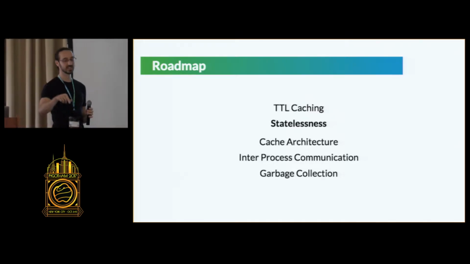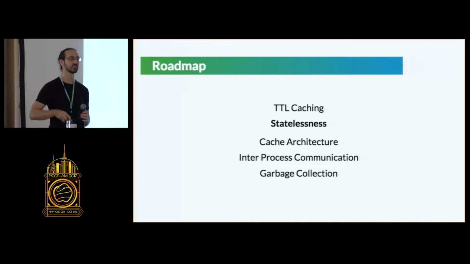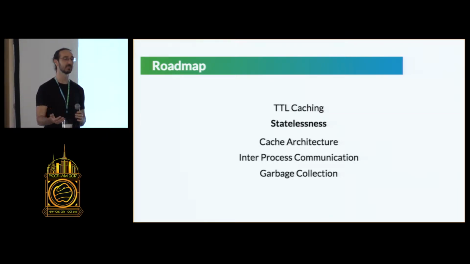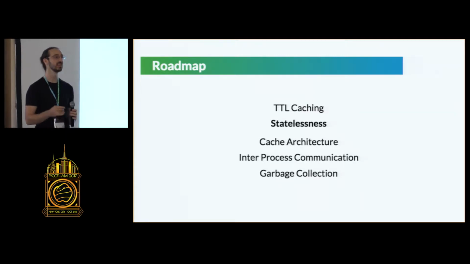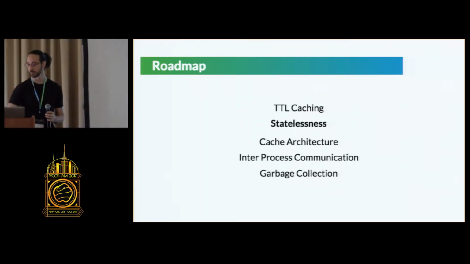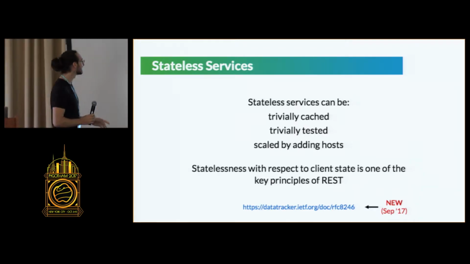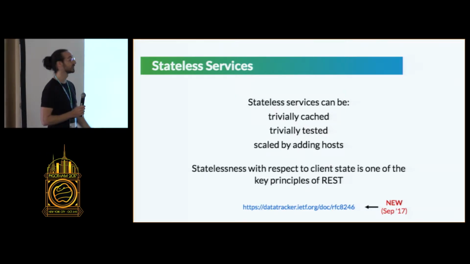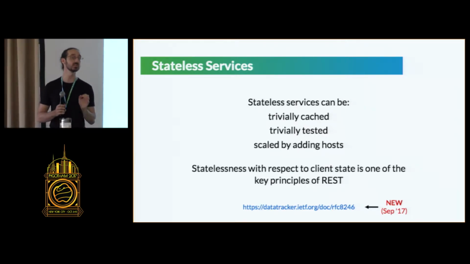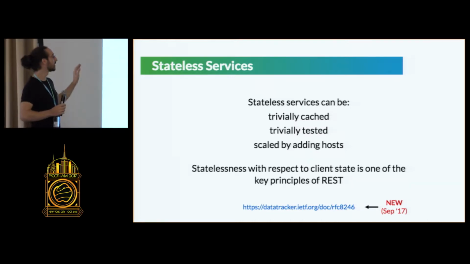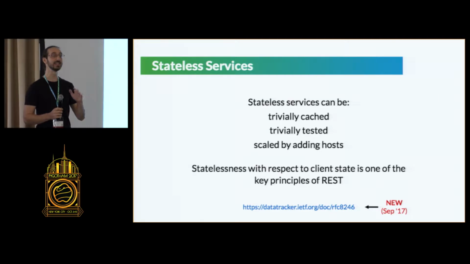Now this is interesting because in this room before, in the first session on the evolution of API design, we talked a lot about REST. And statelessness is a very important part of REST. But REST only goes so far. Statelessness with respect to client state is one of the key principles of REST, but there's a lot more state than just client state. I'm going to walk you through a terribly contrived example where I controlled for state at many levels and ended up with true statelessness.